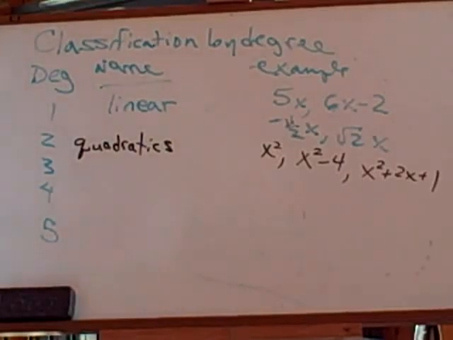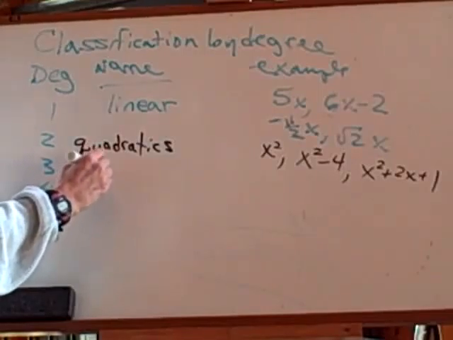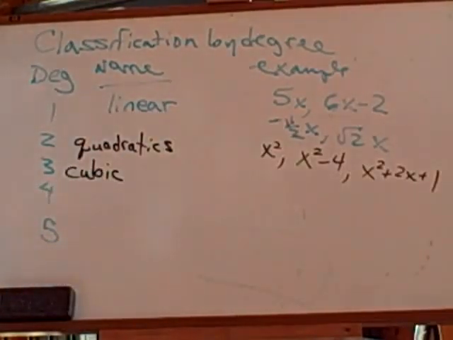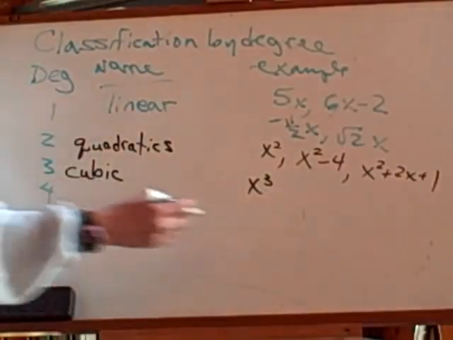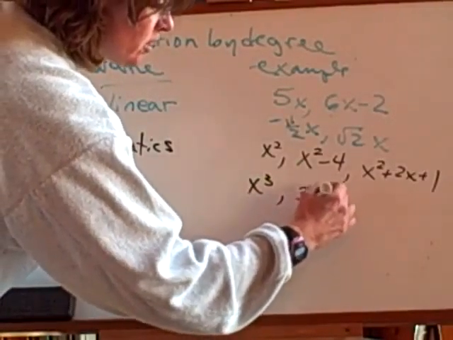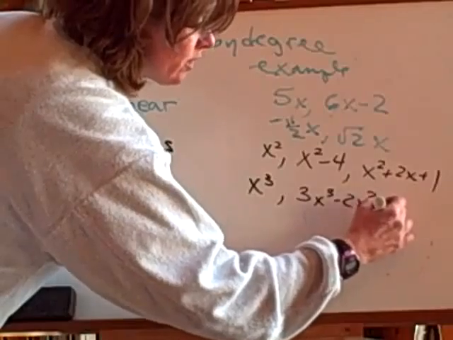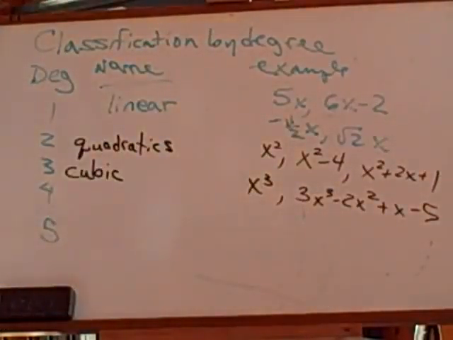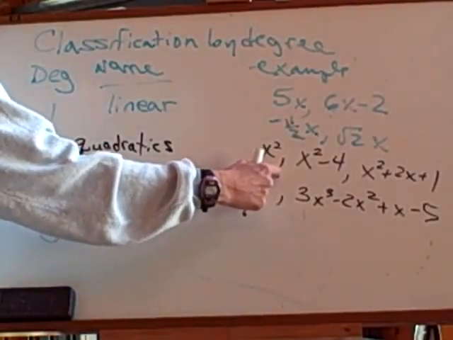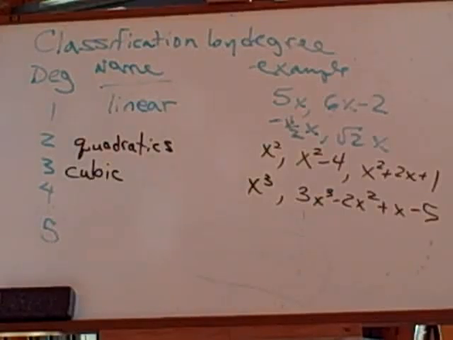Good to go? 3rd degree, which is what your parents give you when you get home after 10. It's also a cubic equation, or a cubic. It's going to be x cubed. A good example, let's say 3x cubed minus 2x squared plus x minus 5. That's a beautiful one. Again, doesn't matter the number of terms. You're always looking at the variable, and the highest exponent there tells you your degree.